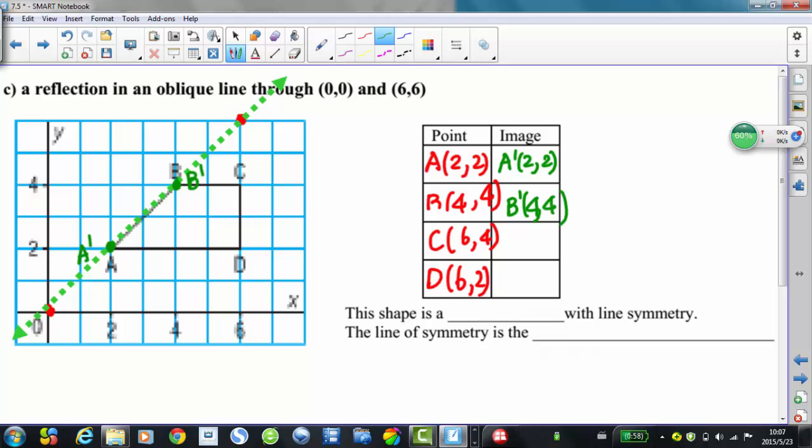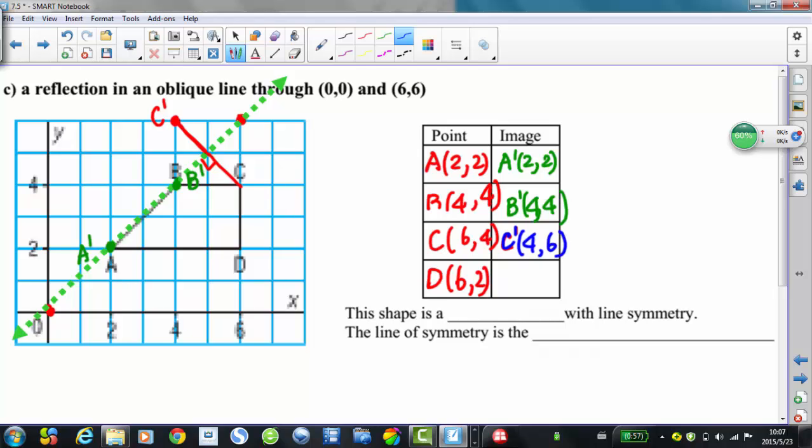Point C. Let's find its corresponding point on the other side of the line of symmetry. Point C has this much distance to the line of symmetry. I will use the same way to draw the distance on the other side of the line of symmetry. Then I can tell this is C prime. Reading C prime from the coordinate system, C prime has the coordinates 4, 6.